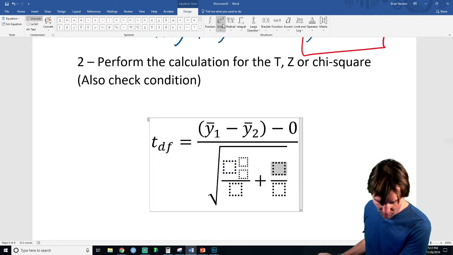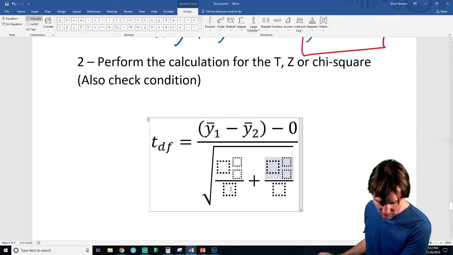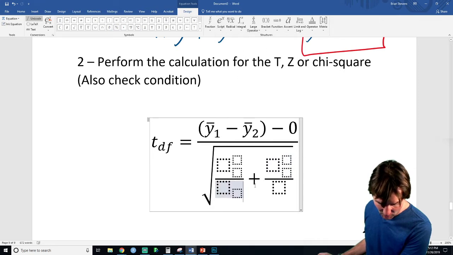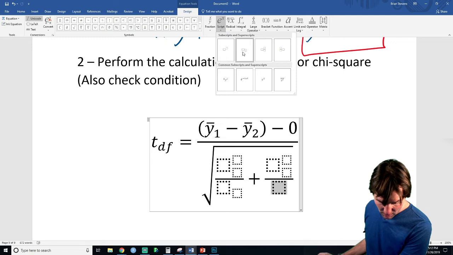You might think about what we're going to be putting in here. You don't have to memorize these equations. These equations will be given to you on all of our tests. So what do we have right here?